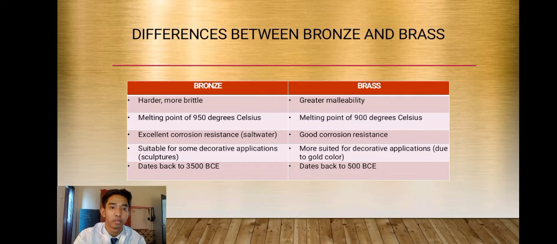Okay, the next content is difference between bronze and brass. The bronze is first harder, more brittle, with a melting point of 950 degrees Celsius. Excellent corrosion resistance, suitable for some decorative applications, and the last is that it dates back to 3500 BCE.